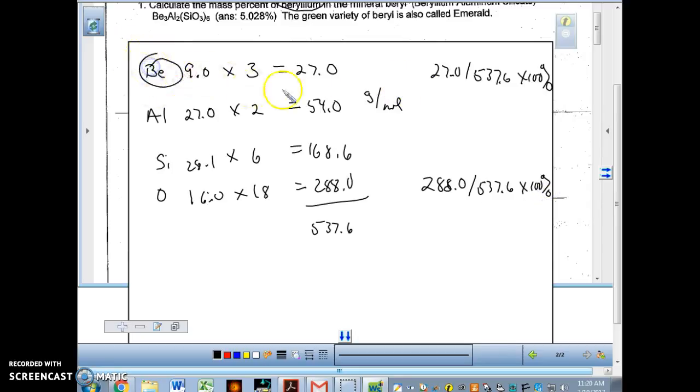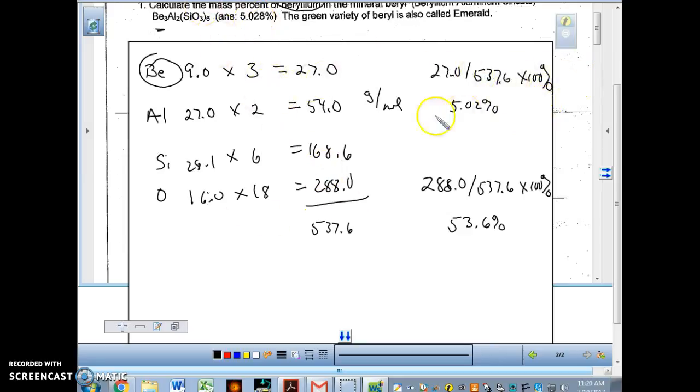But our target question was what's the percent of beryllium in here. So if we take 27 divided by that total and multiply by 100, we get 5.02%. Now I only went to 3 sig figs. I didn't get as crazy as they did. And if we did the oxygen, the 288 divided by the 537.6, looks like that would be about 53.6%. So that's our first kind of problem that deals with percents.